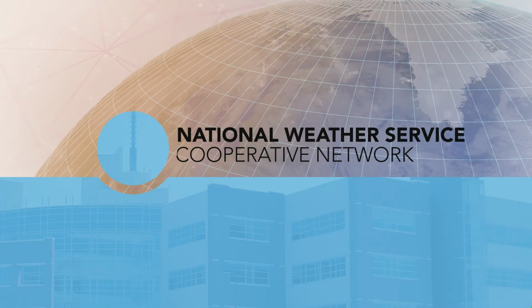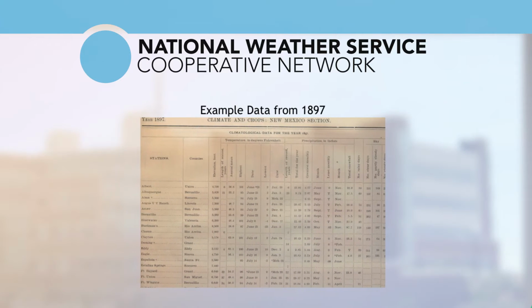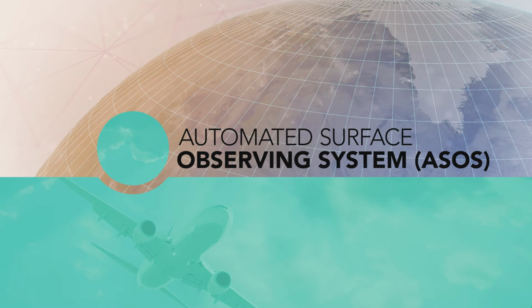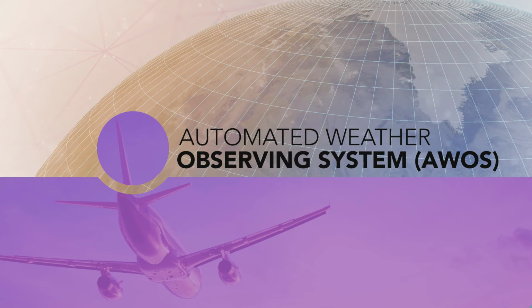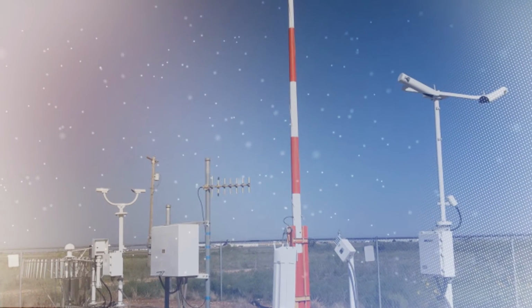In the U.S., we have several observation networks, including those operated by federal, state, local, and tribal governments. The oldest running network is the National Weather Service Cooperative Network, which has around 10,000 stations throughout the country and dates back to the late 1800s. Another nationwide network supports aviation users and is called the Automated Surface Observing System, or ASOS, and Automated Weather Observing Systems, or AWOS. These stations are located at numerous airports and military installations.